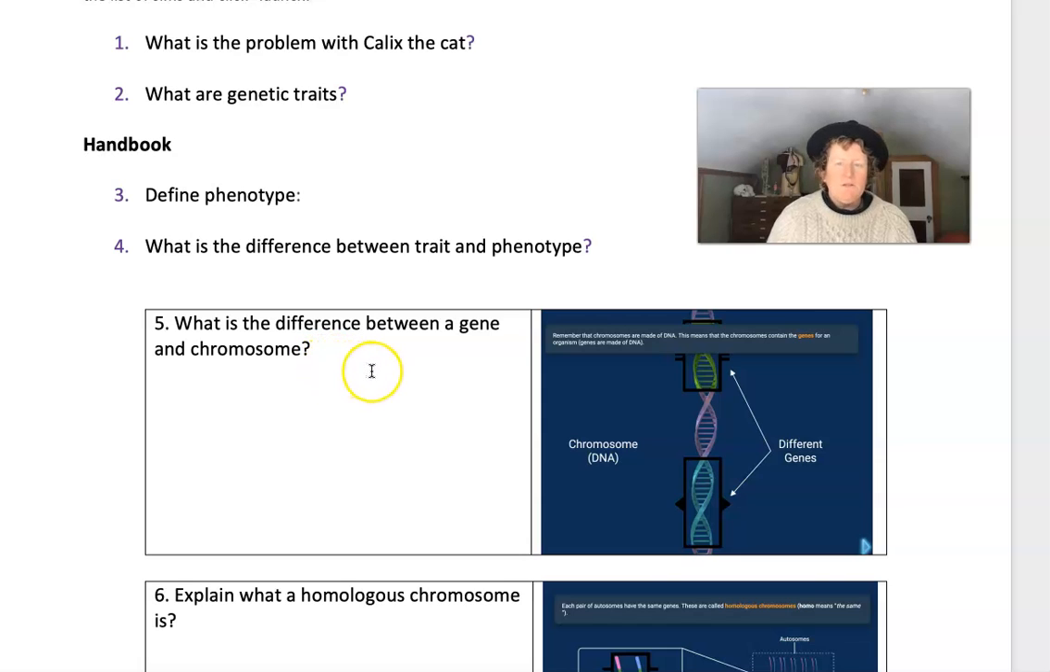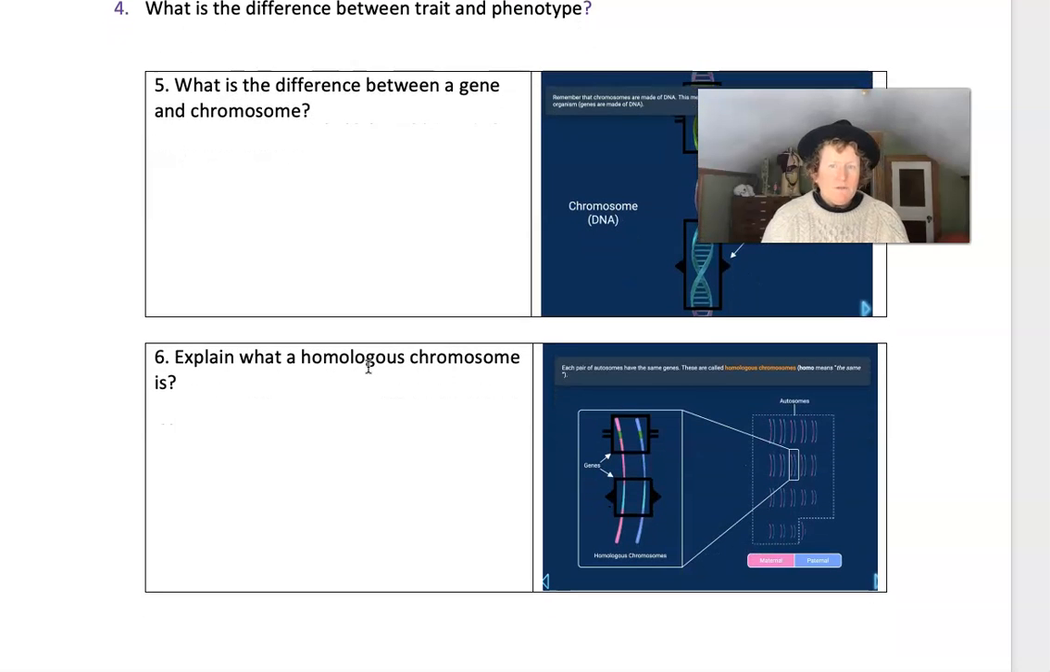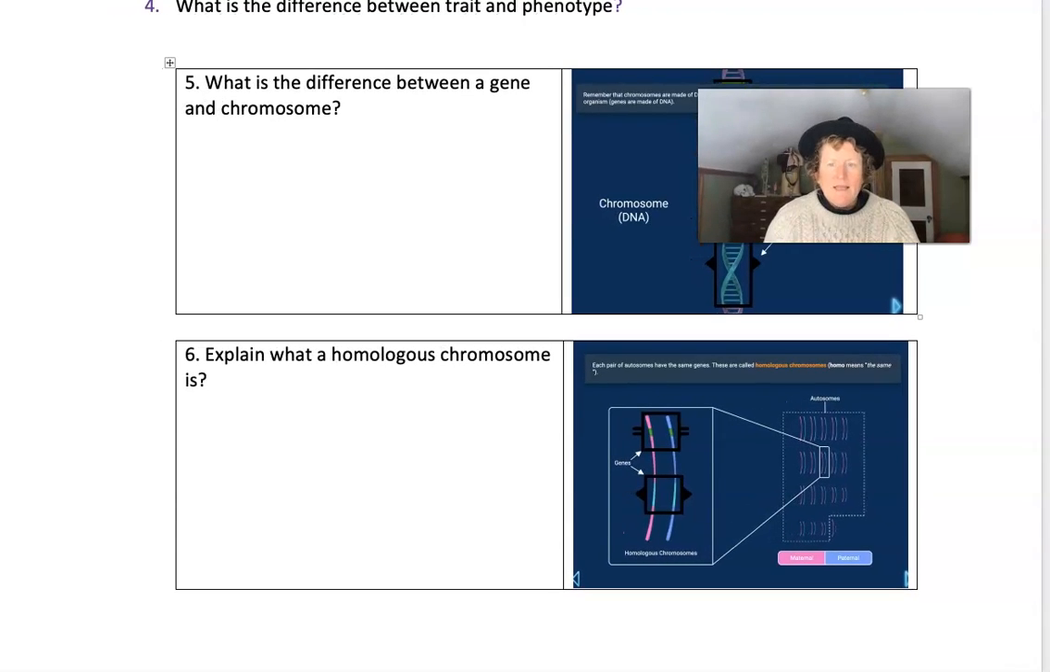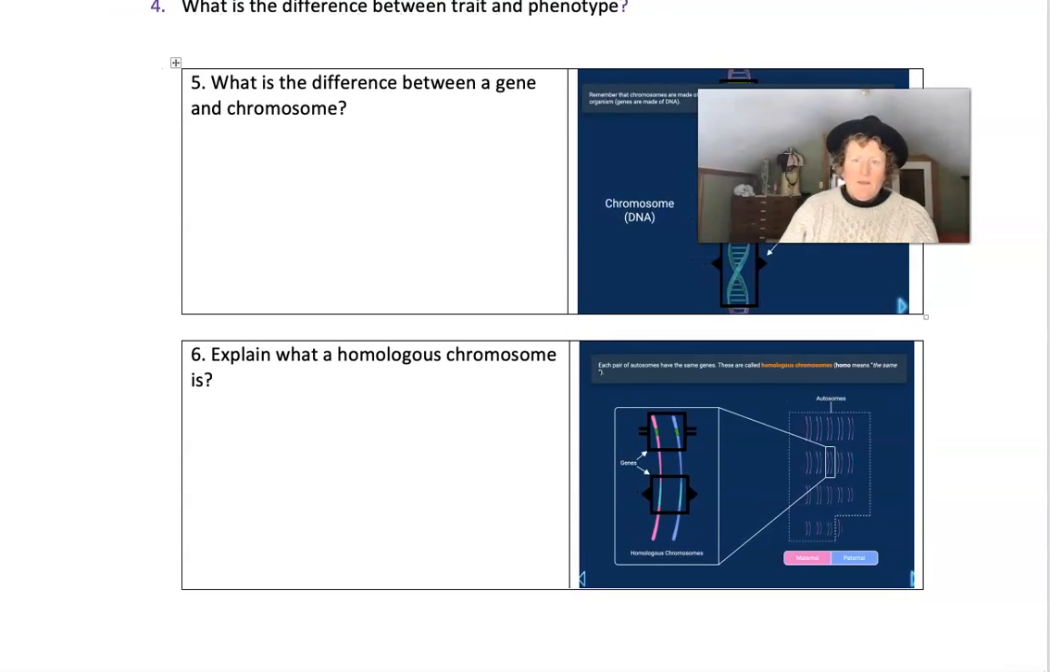What's the difference between a gene and a chromosome? Remember, we talked about part of a chromosome that codes for a specific protein or does a specific job is a gene. It's just part of that chromosome. It's made out of DNA and it has a specific job. A homologous chromosome is a copy. It's the same chromosome, but it's not an exact copy. One comes from mom, the maternal chromosome. One comes from dad, the paternal chromosome. And together they make homologous chromosomes.